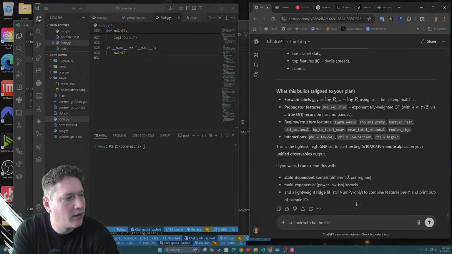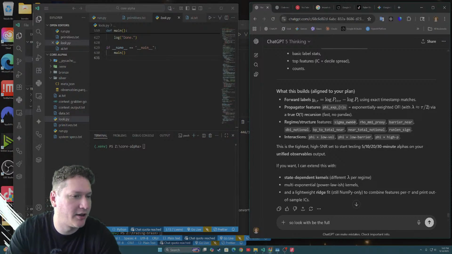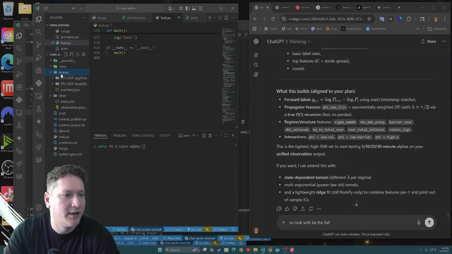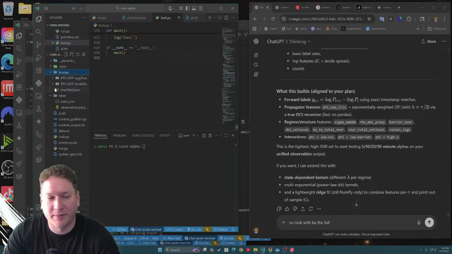How much data do you have for the project? Currently, we're working with 3 years of Bitcoin perpetual data, aggregated trades, and book depth. So we got 3 years right now, which is pretty solid. Unfortunately, they messed something up on their website where book depth was like their new way.